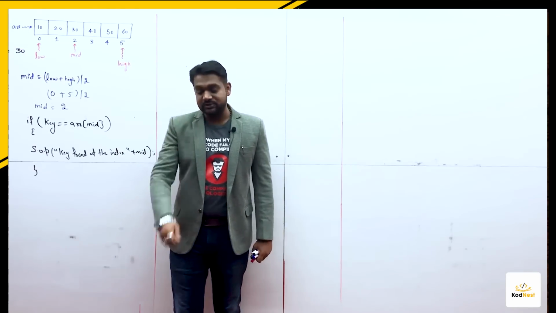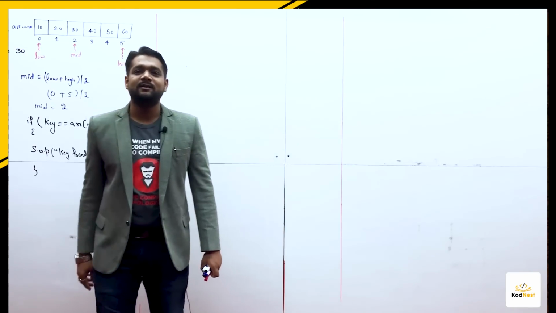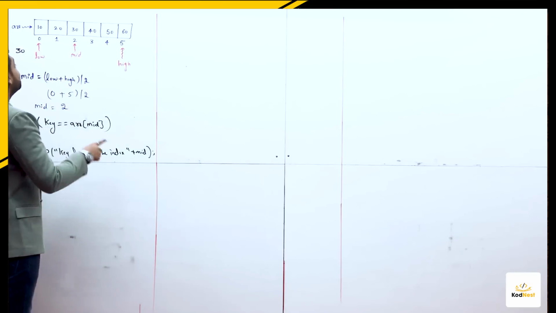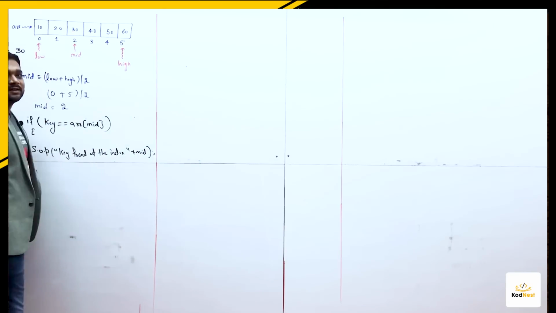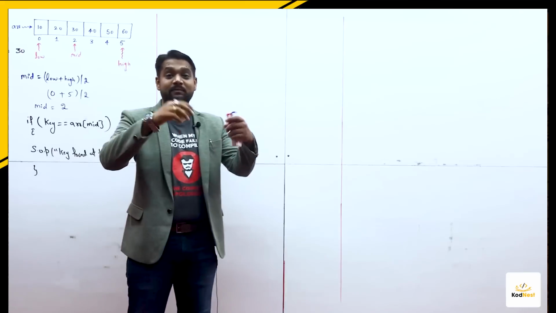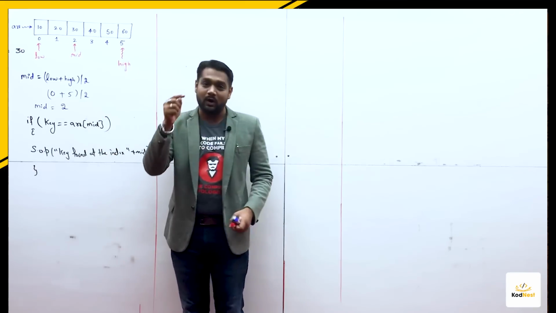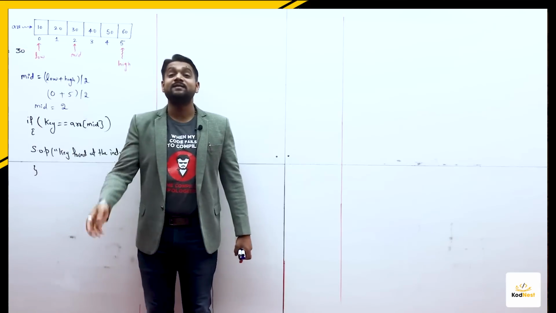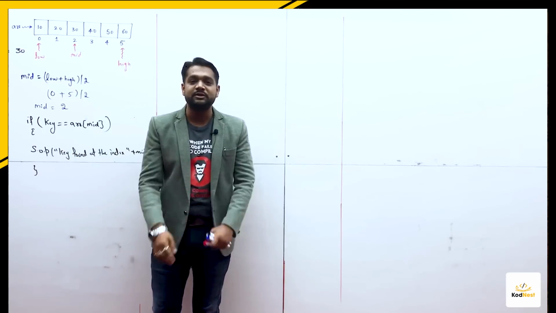I know some students will say, sir, you are very intelligent, sir. Wantedly, you have taken the key as 30, because you know the algorithm. Low plus high by 2 will give you 2, you know, sir. Take some other number, let me see. Prove that it is efficient.